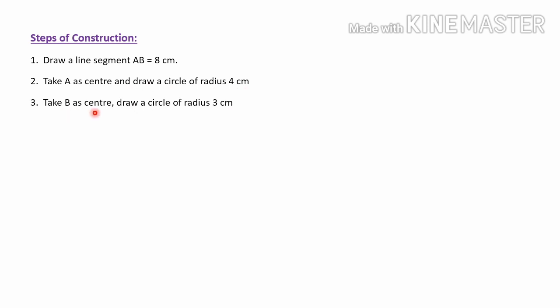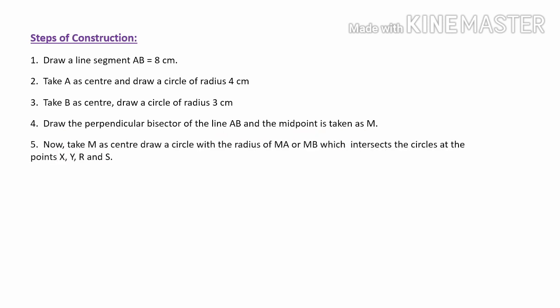This is a sample of the steps of construction. The first step is draw a line segment AB of length 8 cm. Take A as center, draw a circle of radius 4 cm. Take B as center, draw a circle of radius 3 cm. Draw the perpendicular bisector of the line AB and label the midpoint as M. Take M as center, draw a circle with radius MA or MB which intersects the circles at the points X, Y, R and S. Join AR, AS, BX, BY. The required tangents are AR, AS, BX and BY.